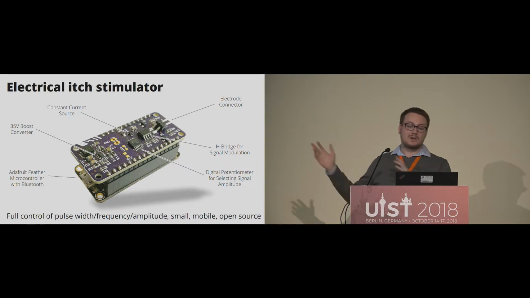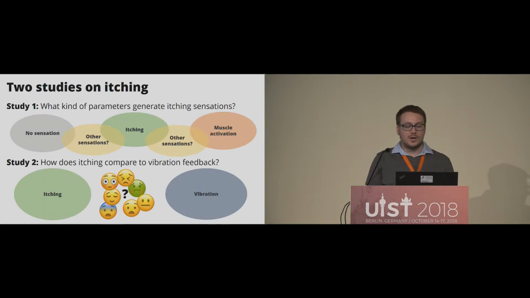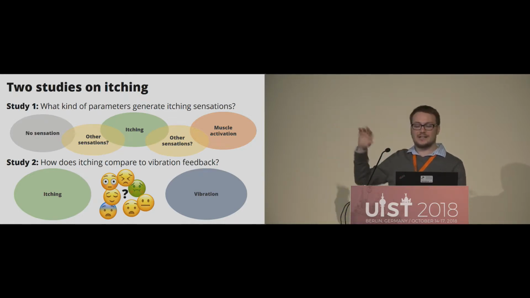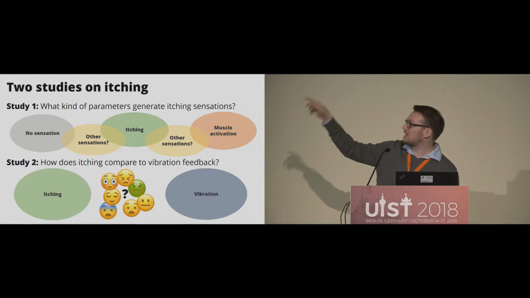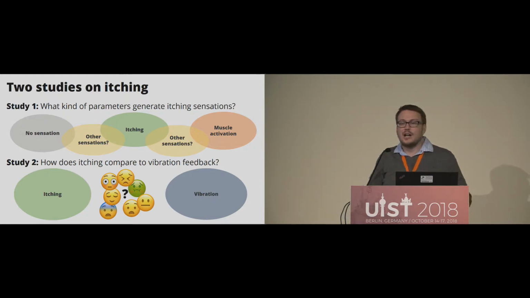All right, so now we have this system and we want to get people itching. So we did a few evaluations. In fact, we did 2. One is, we know there's itching, but it's still this complex, large space. I wanted to find out, well, how can we actually get to itching? But we want something to happen, and definitely not muscle activation. How can we get to itching? But we also wanted to compare it against something that is already in wearables. So we chose to compare itching against vibration. All right. But let's start with the first one.